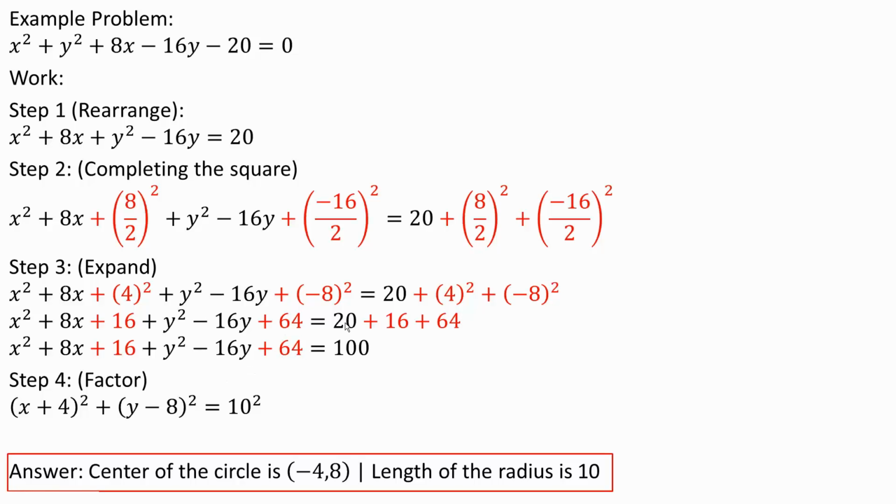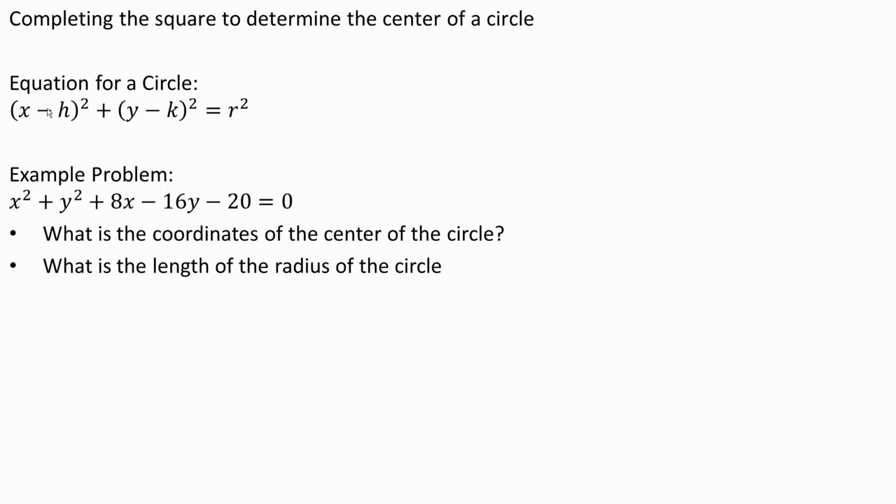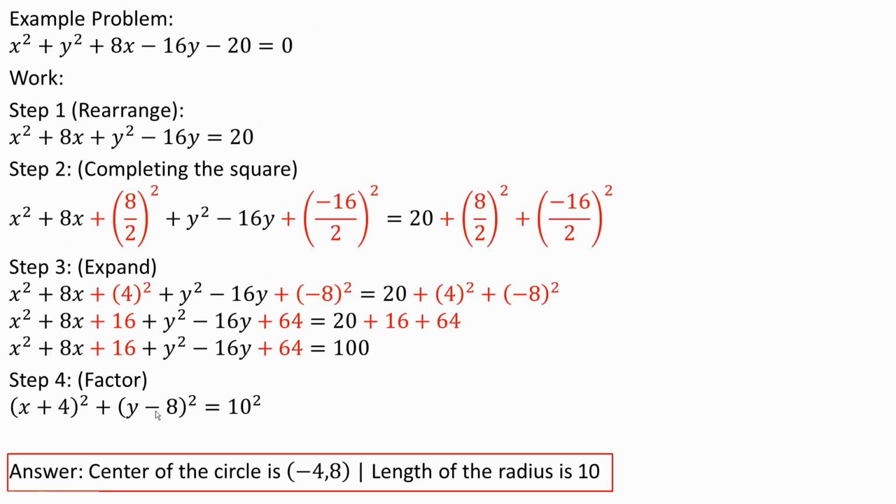In this piece, 20 plus 16 plus 64 adds up to 100. And so instead of saying 100, we could say 10 squared in order to match this equation right here. So the center of the circle will be (-4, 8), and then the length of the radius r would be 10.